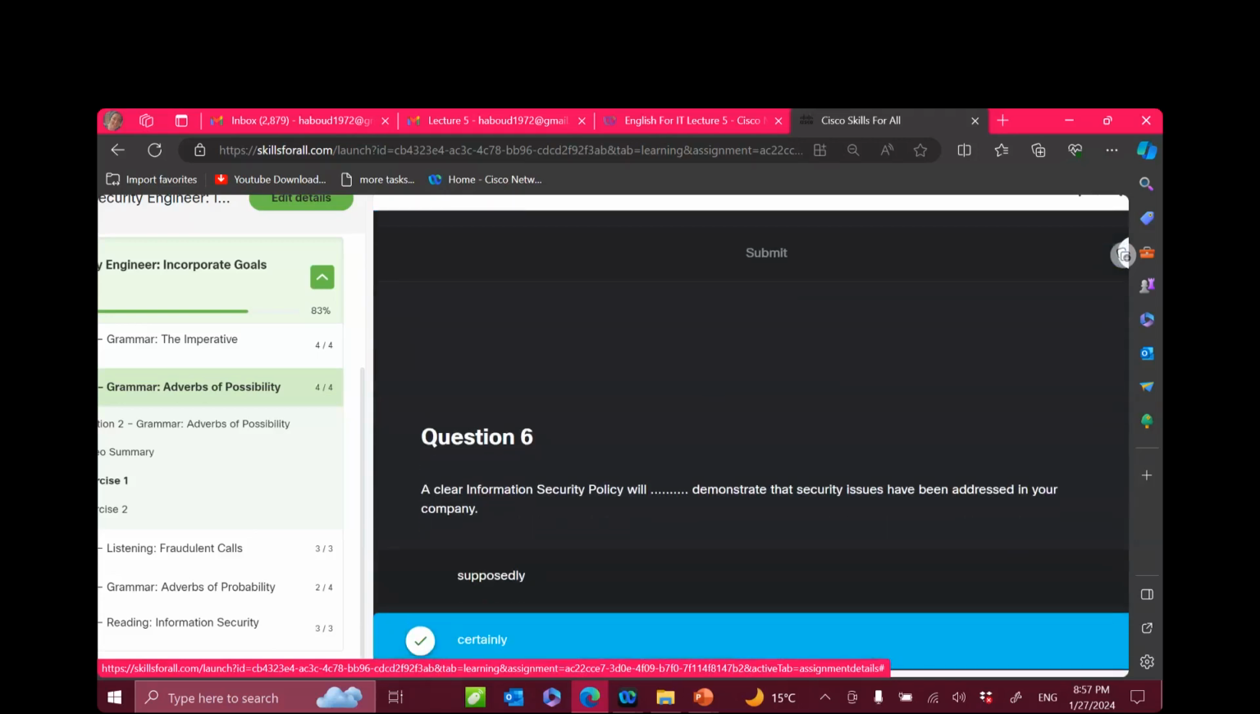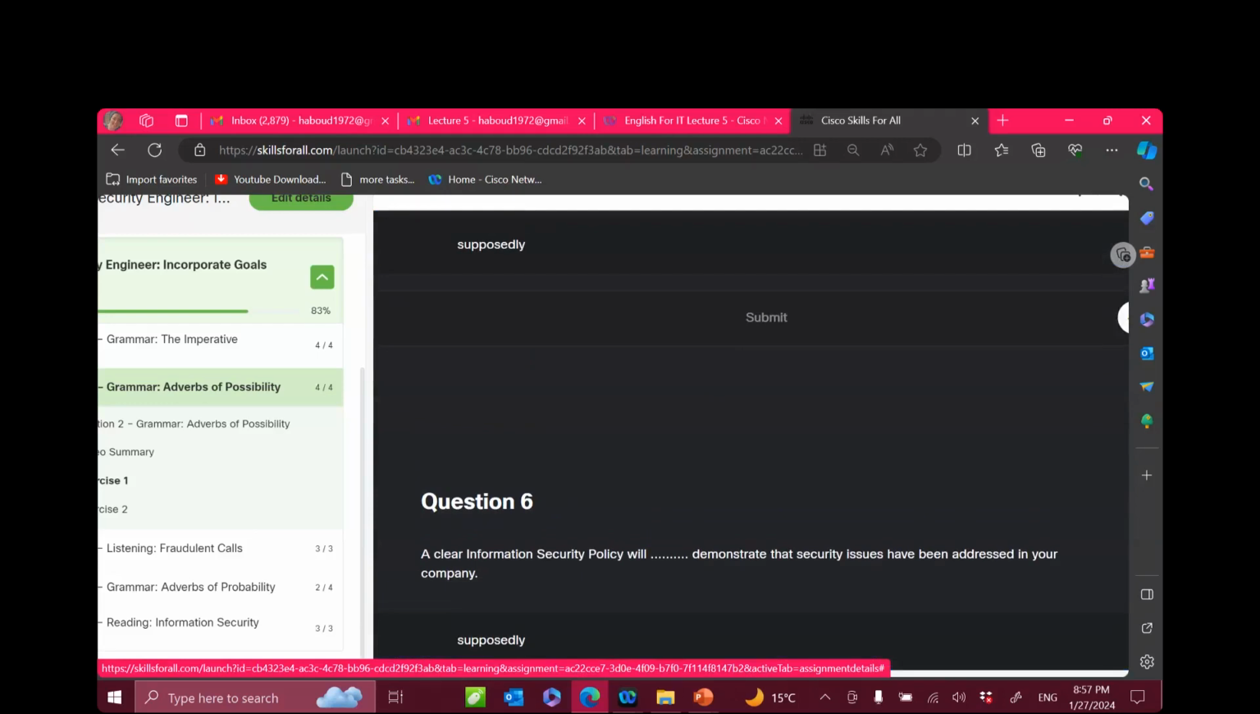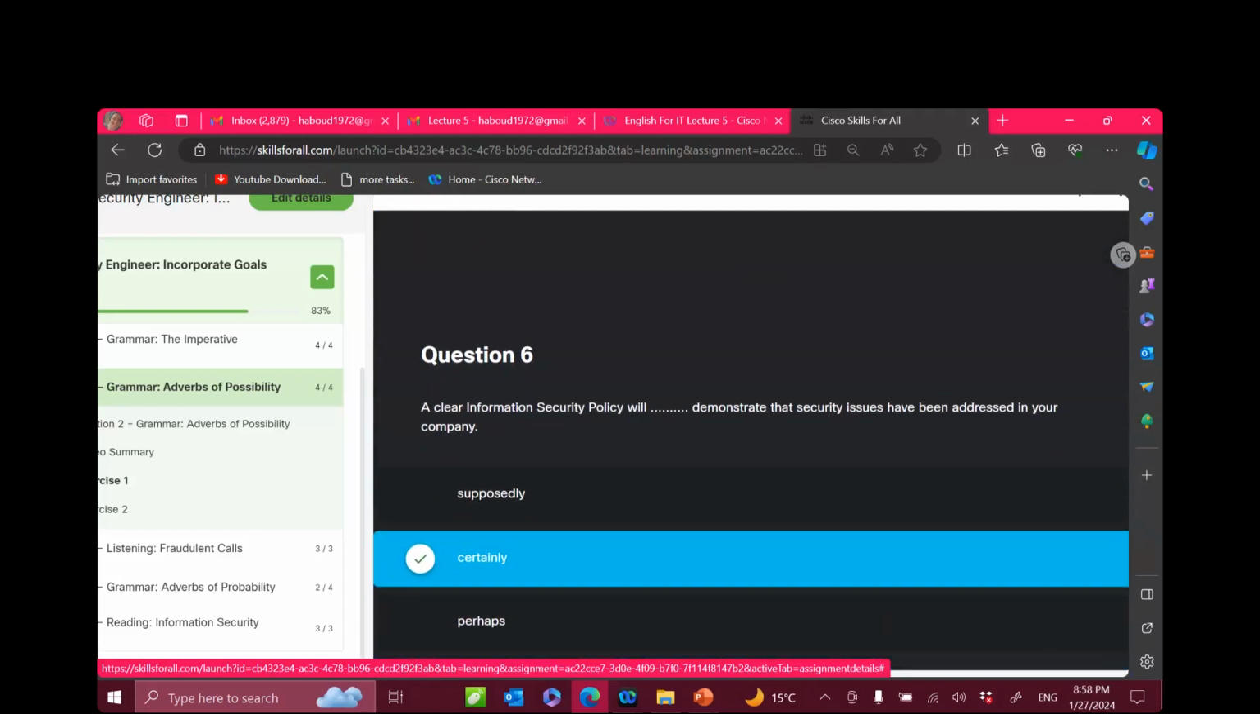Okay, next question 6. A clear information security policy will demonstrate that security issues have been addressed in your company. Certainly طبعا, of course. ما اقدرش اقول supposedly. Clear information security policy will supposedly من المفترض ان هي تديمونستريت. لا ضعيفة طبعا. لا انا هنا عايزة اكد. Will certainly demonstrate بالتأكيد. هتقول للناس كلها ان احنا عندنا ايه؟ نظام امني عالي. Certainly. Okay.